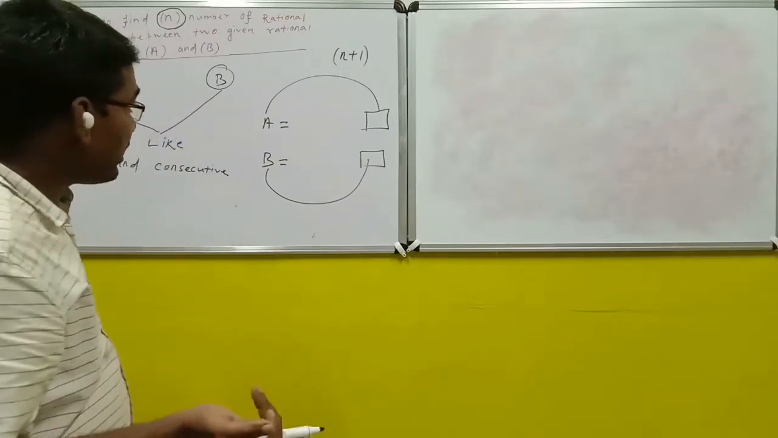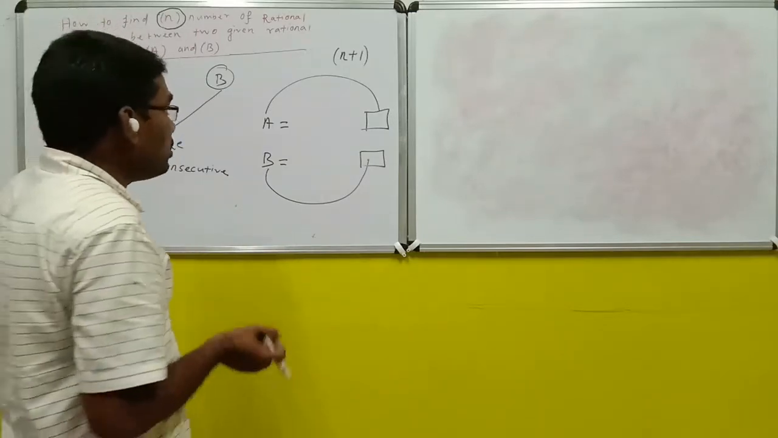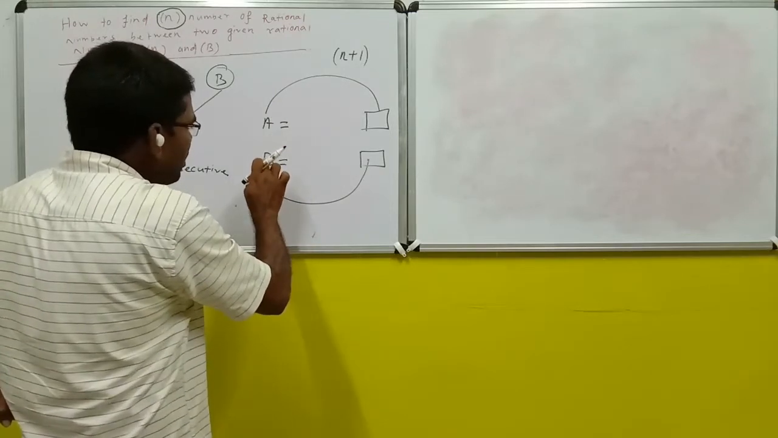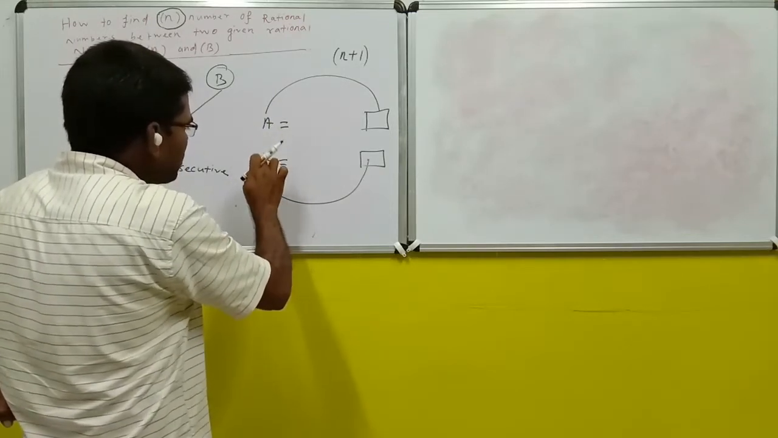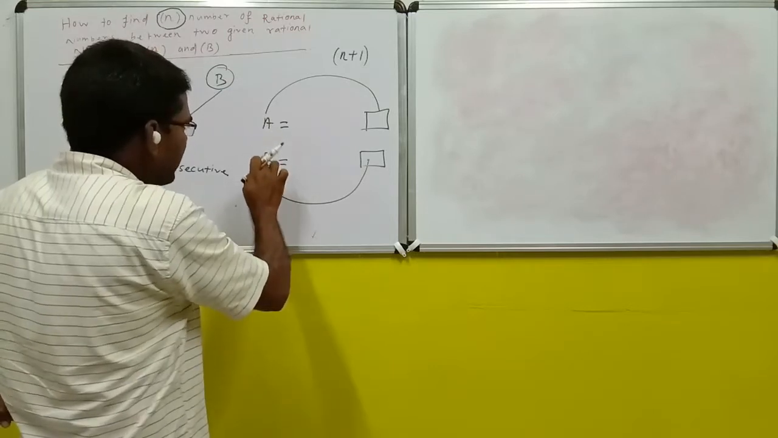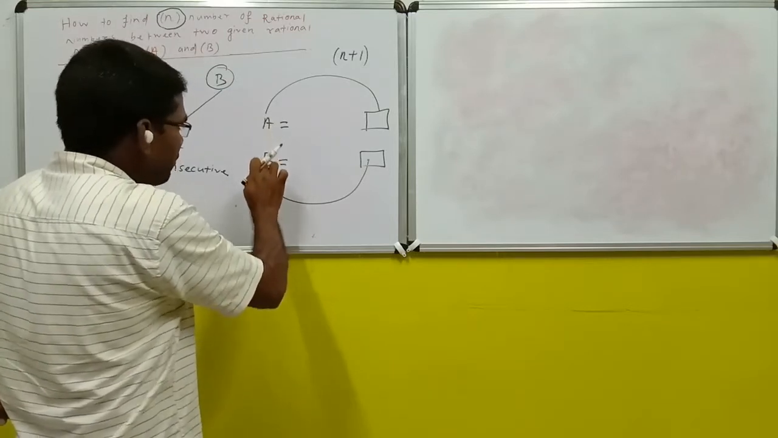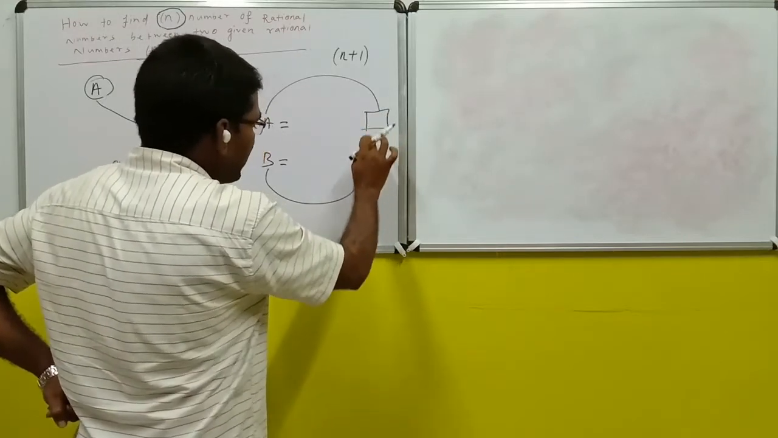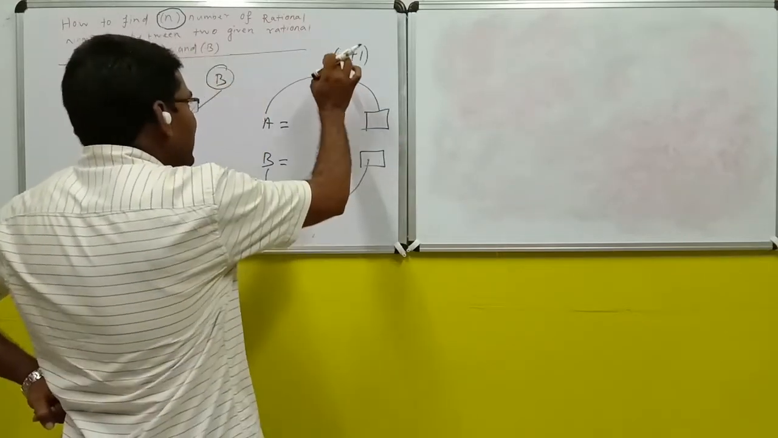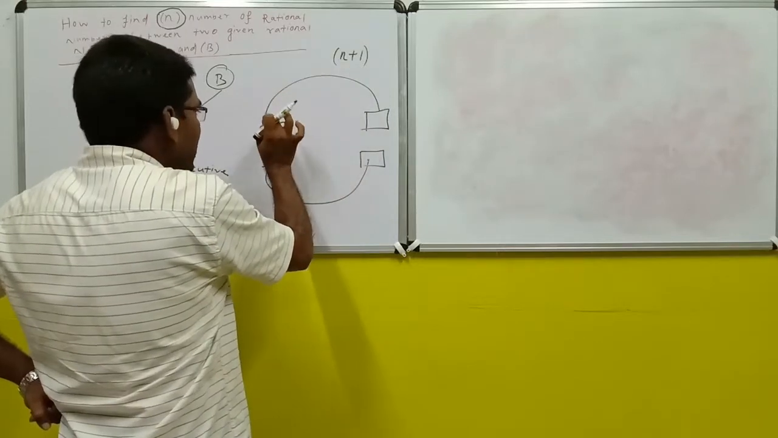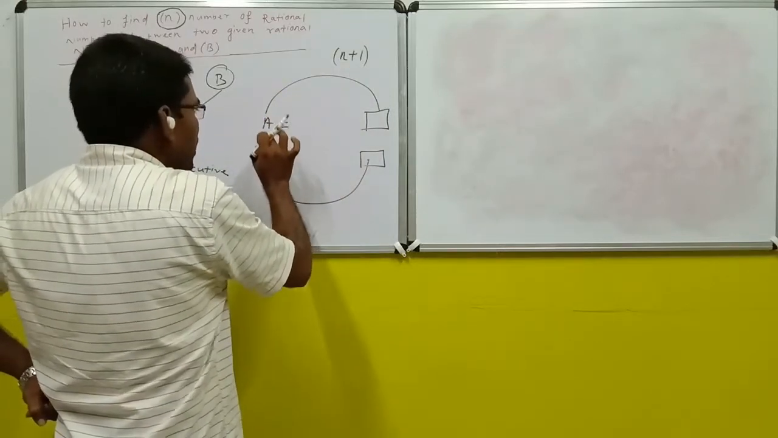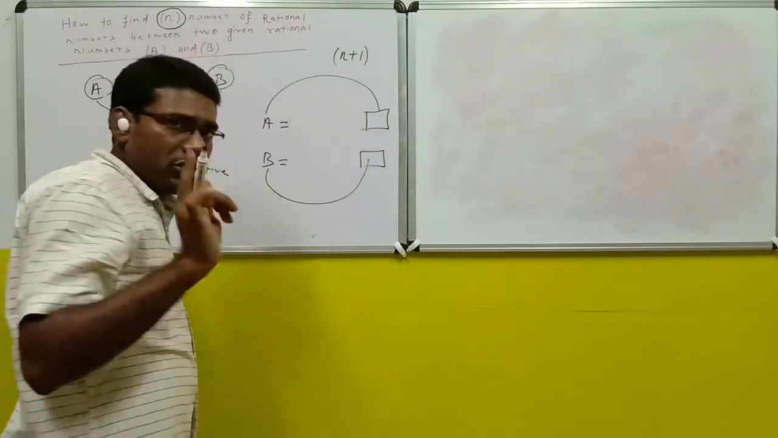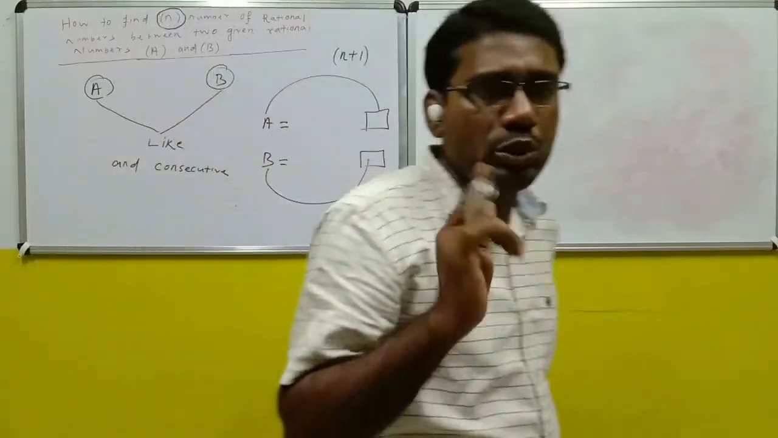So finally, I am telling you that the given rational numbers which are like, it means which have the same denominator, and which are also consecutive, will be changed into their respective equivalent rational numbers by multiplying the numerator and denominator of both the rational numbers by n plus 1. It is the rule, you have to obey it and keep it in your mind.